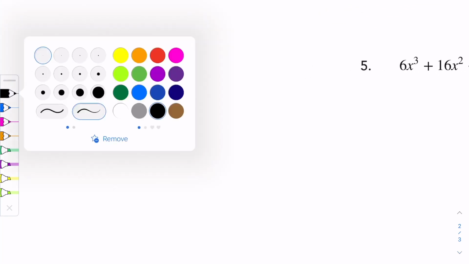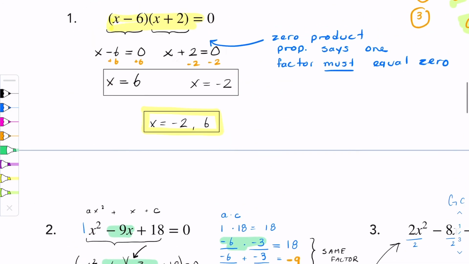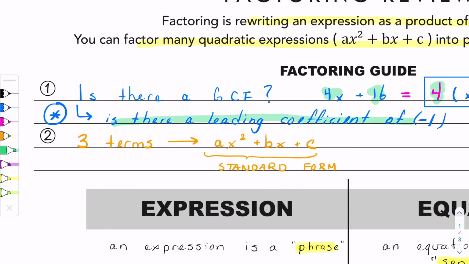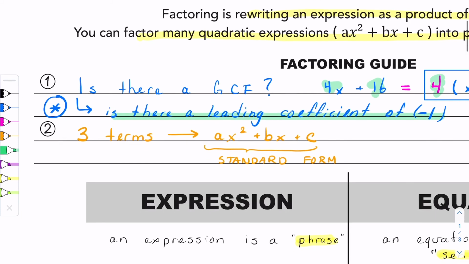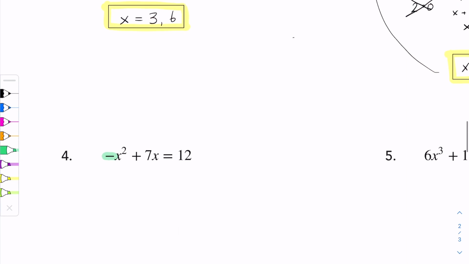Number 4. So number 4 has the negative sign, like I mentioned when we were first talking at the top of the notes. So if there's a leading coefficient of -1, and I said we'll get to that later in the notes. So here it is. The first thing I recognize is that I have that -x² plus 7x. I need to move 12 to this side of the equal sign. I need them to all be together. So subtract 12 from both sides, I end up with -12.